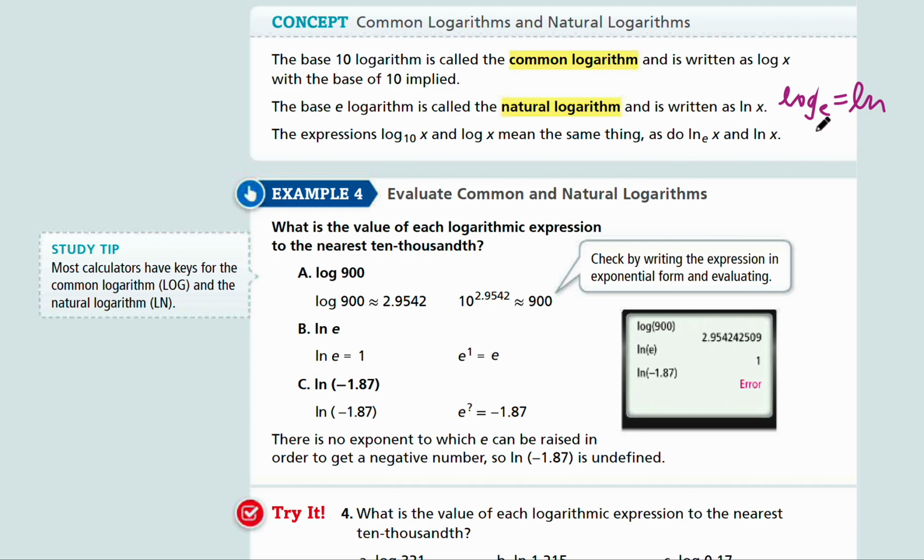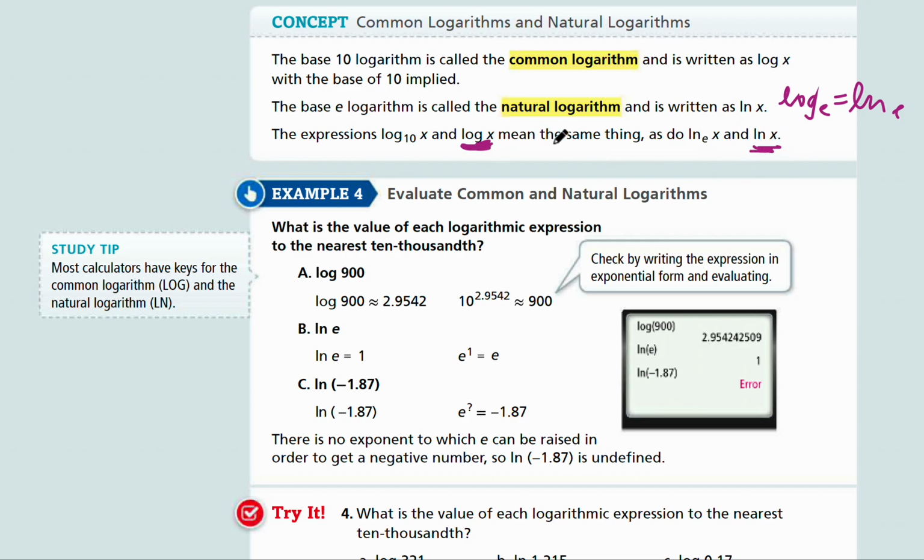The expressions log base 10 of x and log x just mean the same thing, just like log base e of x and ln x. So they're the same thing. Okay, so ln is just like log, but it's implied that we have a base e. Because it's implied, we don't have to write that base. We can just use this because we use it a lot.